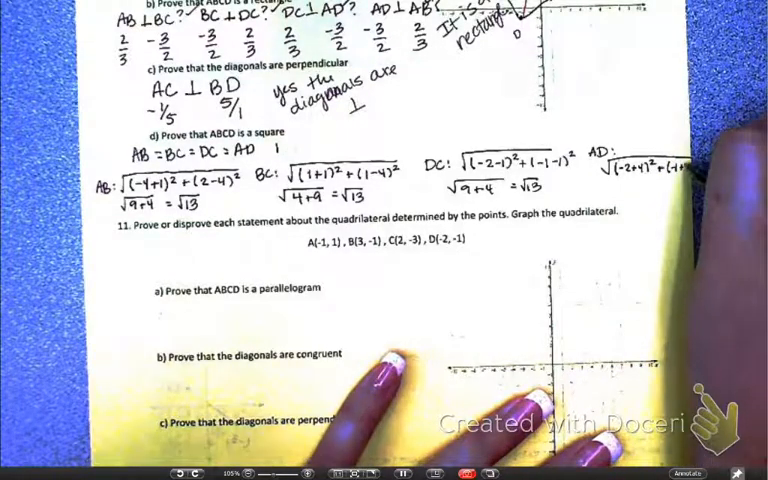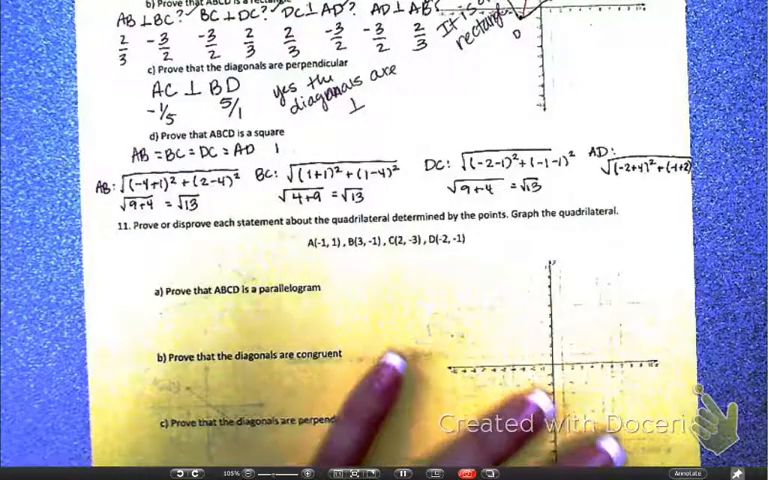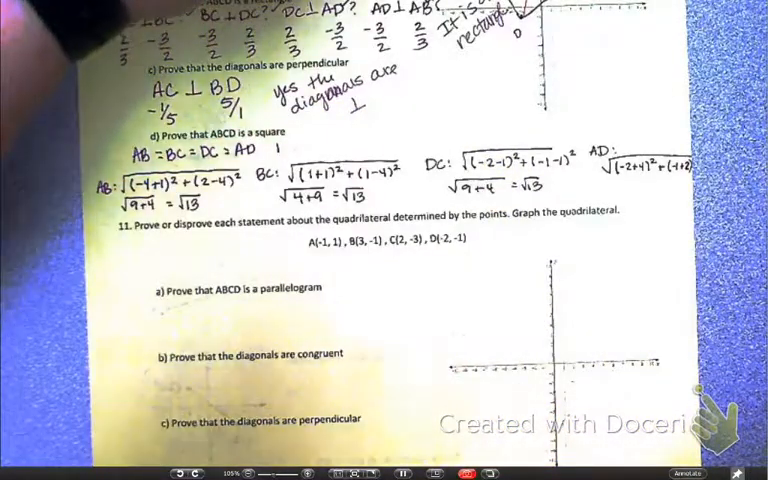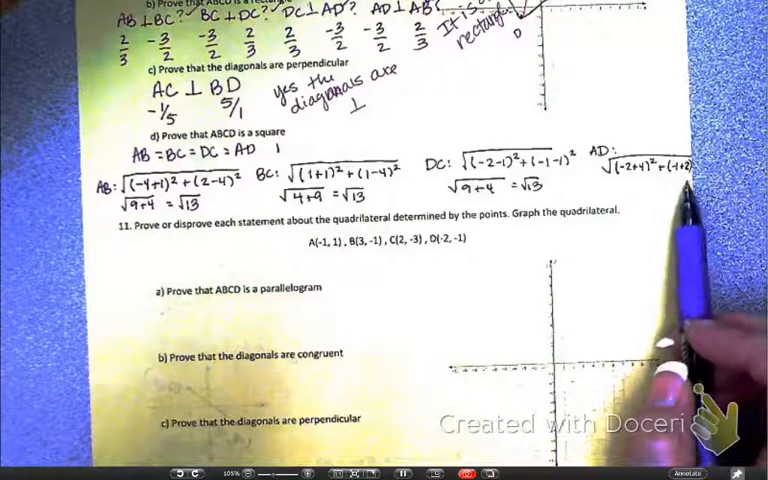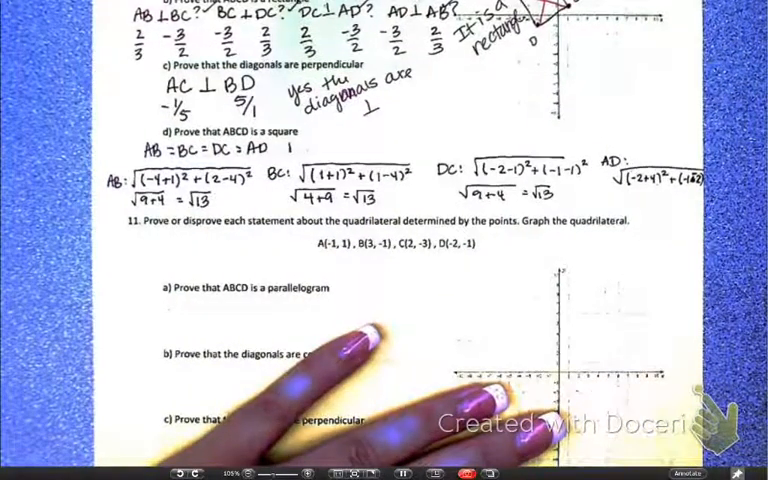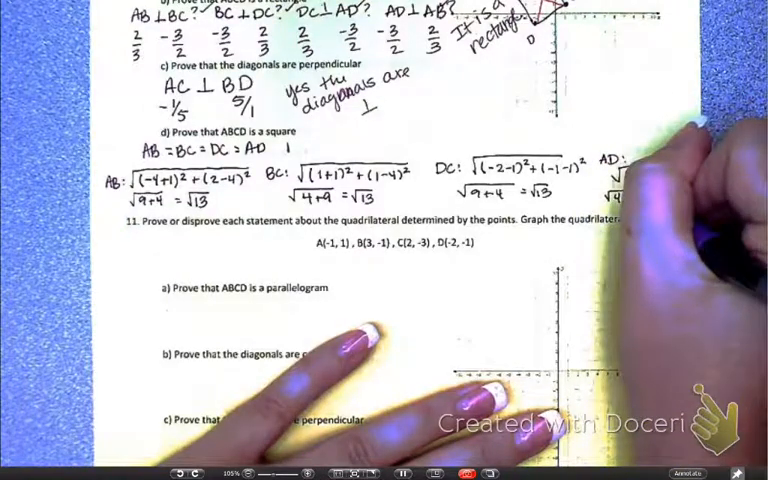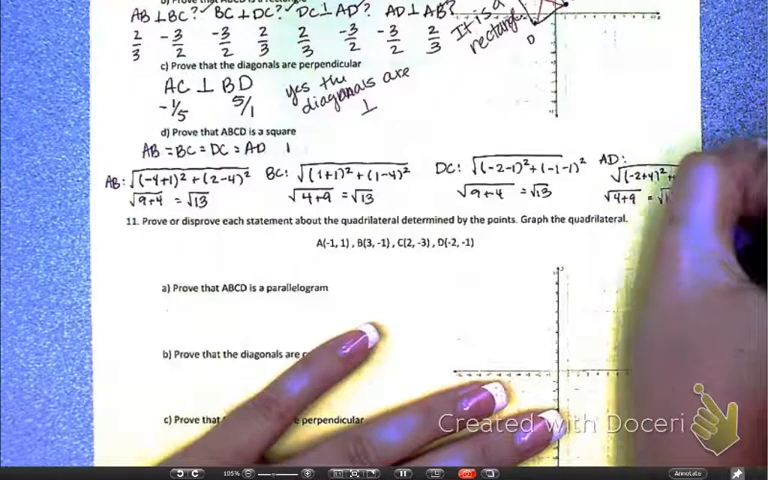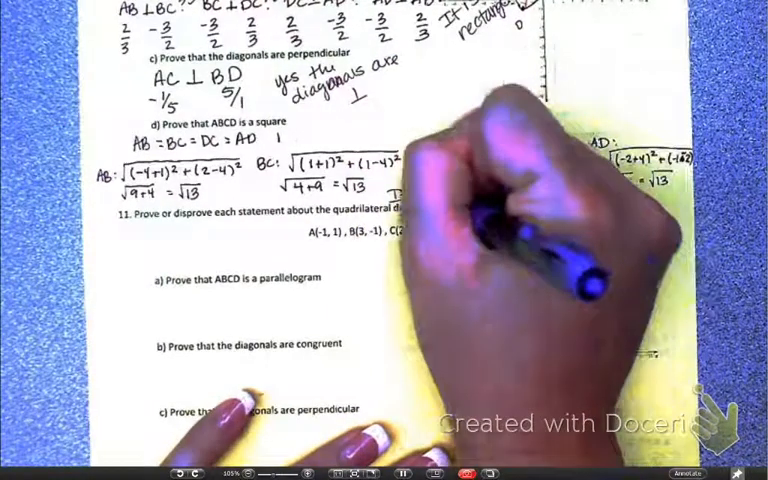So for AD, -2 plus 4 squared, -1 minus 2. Oops, minus 2. Okay. -2 plus 4 is 2. 2 squared is 4. -1 minus 2 is -3. -3 squared is 9, which gives me the square root of 13. So I know opposite sides are parallel. I know all angles equal 90 degrees. And I've just shown that all sides are congruent, so it is a square.